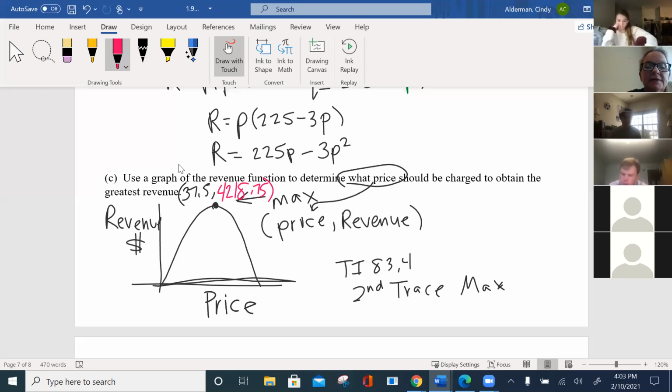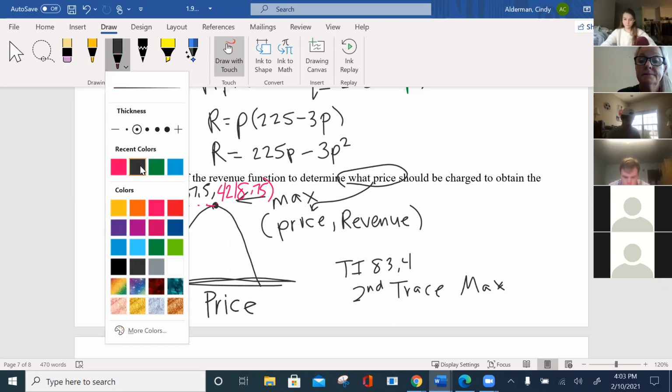Yeah, if you charge $37.50, then the revenue will be $4,218, which notice that's the highest point on the graph, right? So where are you going to make the most money? Well, you're going to make the most money when you charge $37.50. So let's answer this question that they're asking.